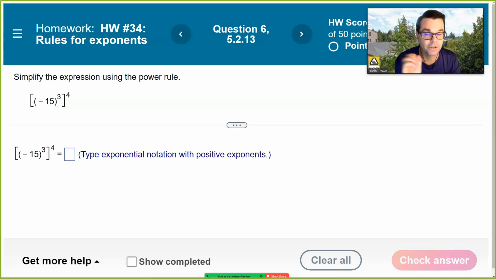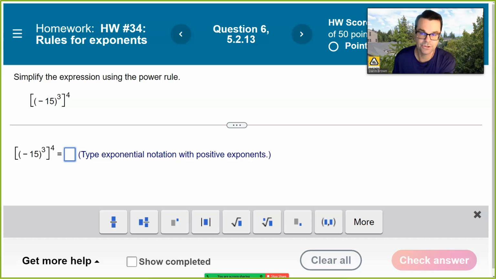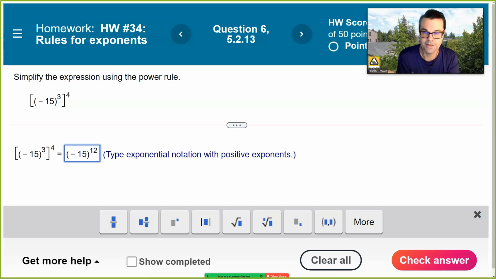Or we could just say, let's look at negative 15 as the base and say it's negative 15 all raised to the 12th. That's just using the power to a power rule. Now we're going to take care of the minus. We don't want to leave the minus inside the base. Since 12 is an even power, we can take away the minus. So negative 15 all to the 12th is positive 15 to the 12th.